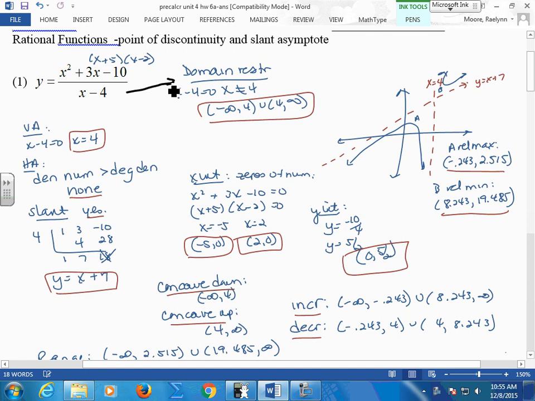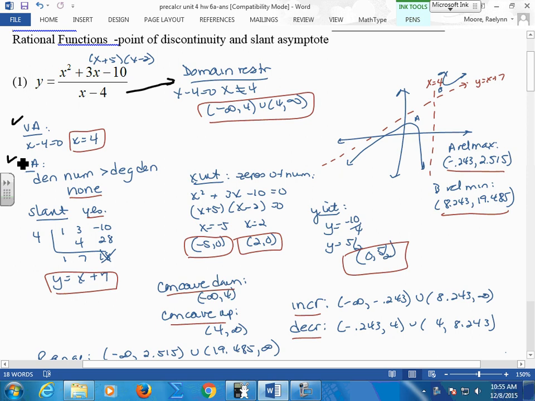Do your domain restriction first. You always look to see what numbers can I not use, what is in there that I can't use. Find your restricted domain, and before you put it in your calculator, look at it, but before you graph it, find your asymptotes. Use the sheet.